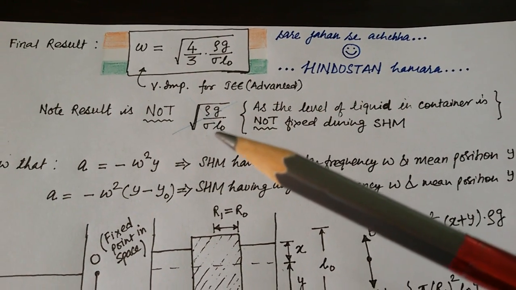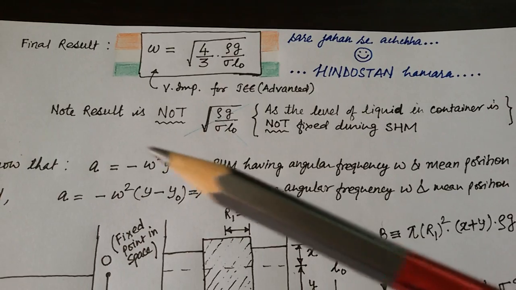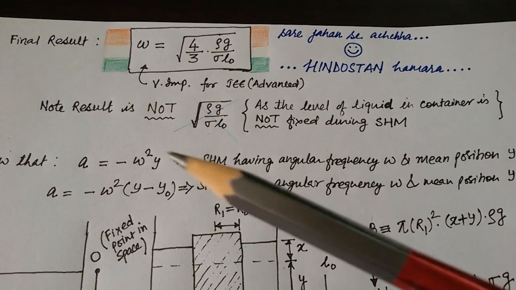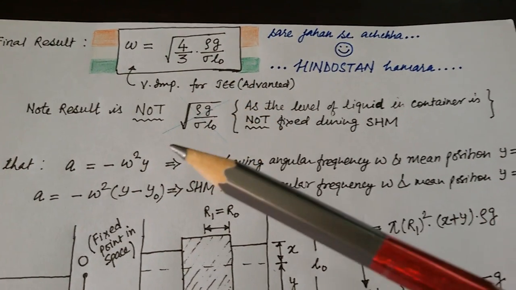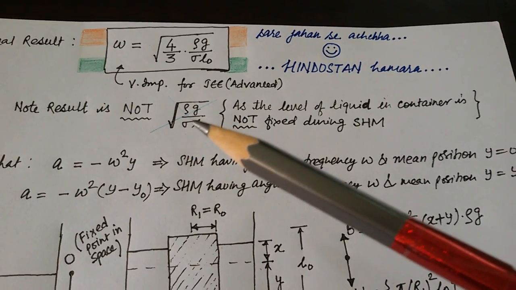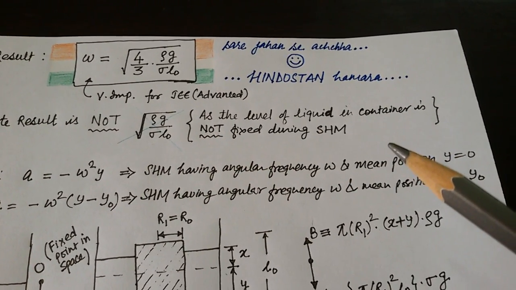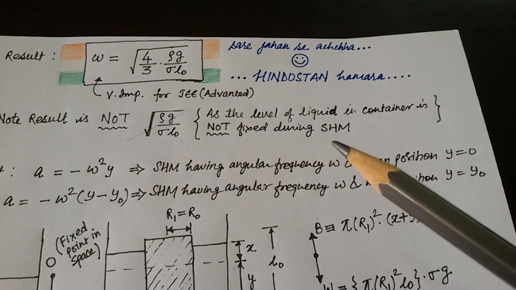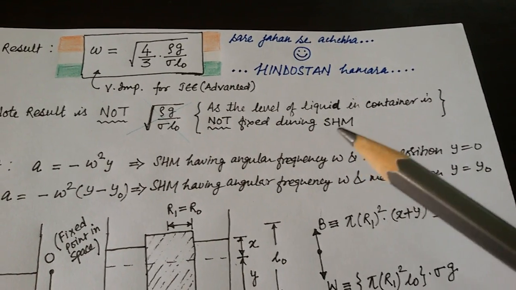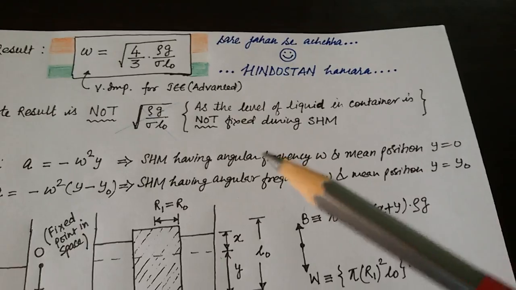And see, we are not getting the result, under root rho g upon sigma L naught, that we usually get. Why are we not getting this usual result? Because the level of liquid is not fixed here. The level of liquid is changing when simple harmonic motion is happening.